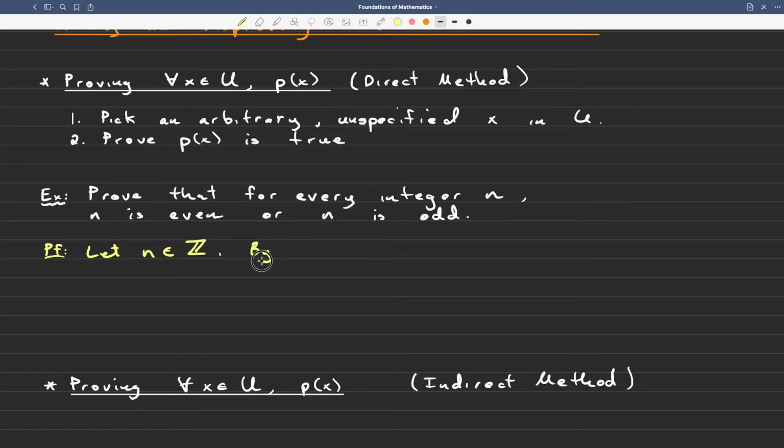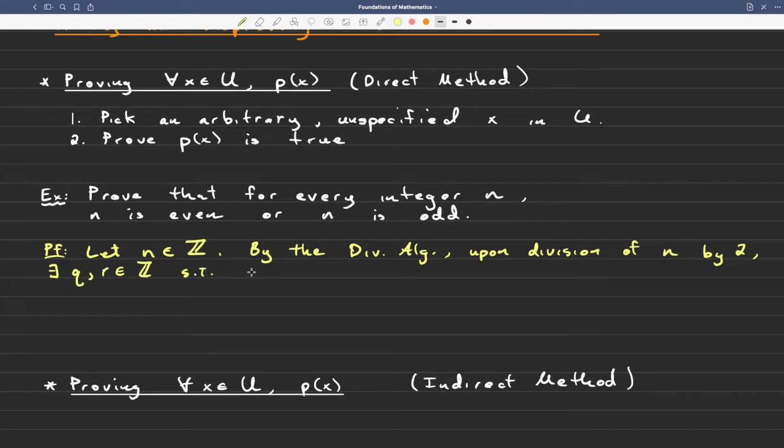So what I'm going to do is use the division algorithm here. By the division algorithm, upon division of this unspecified integer n by 2, there exist integers q and r such that n is equal to 2 times q plus r, where r, the remainder, satisfies this inequality. So if r is an integer and it's bigger than or equal to 0 but strictly less than 2, that just means that r has to be either equal to 0 or 1.